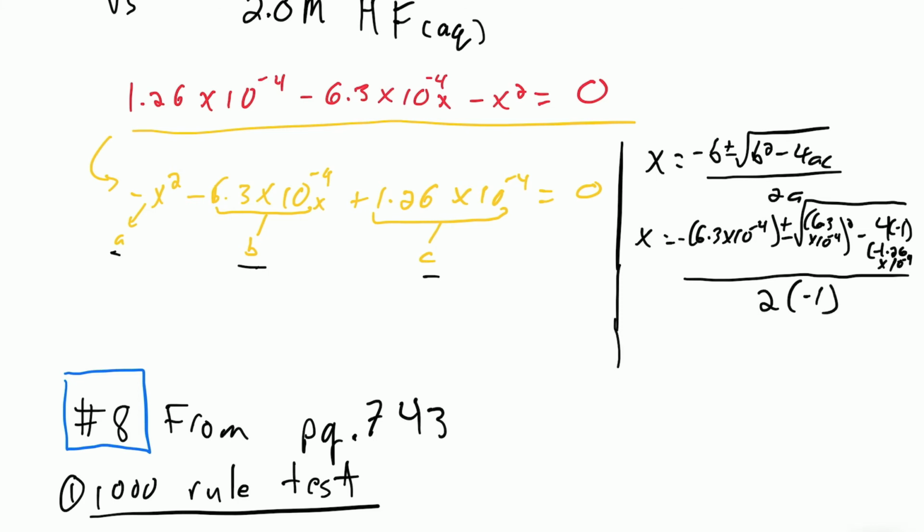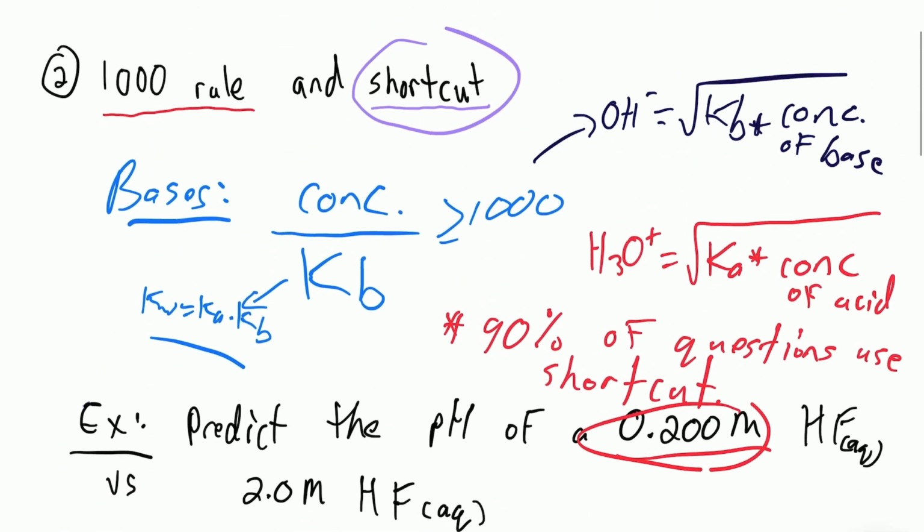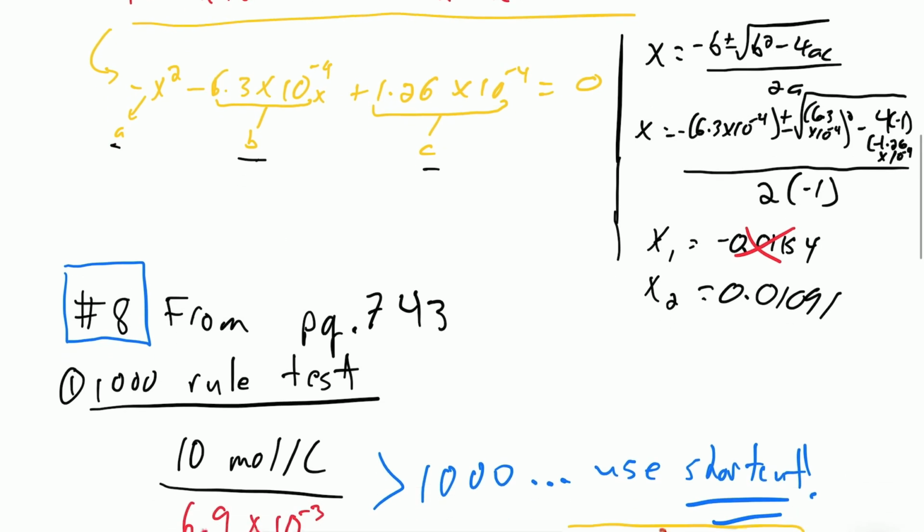And when we plug those into our calculators, we get two values. X1 is equal to a negative 0.01154, and X2 is equal to 0.01091. And so we have two X values. They can't both be right. This one would lead to a negative concentration if we go to the ICE table for hydronium and the fluoride ion. So this wouldn't work, and this is the one that we're going to accept.